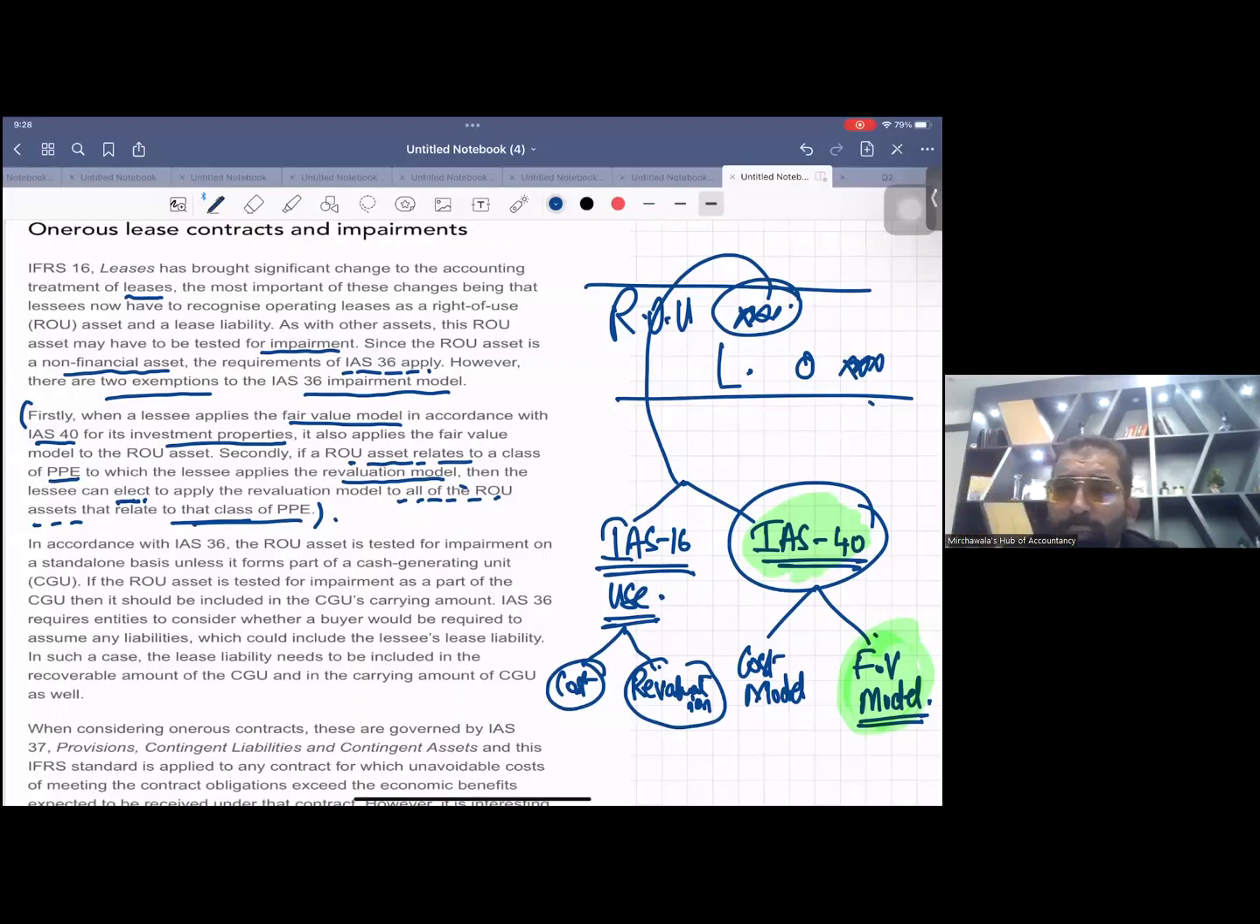So there are two exemptions. See, there are two exemptions to ROU from IS 36. Now, I'm not saying anything. I'm giving you time to read this paragraph. Read it again, this paragraph. See, this paragraph.